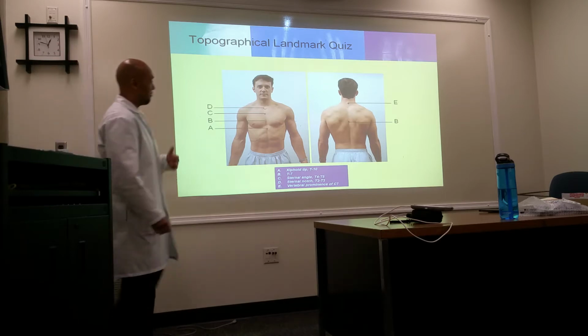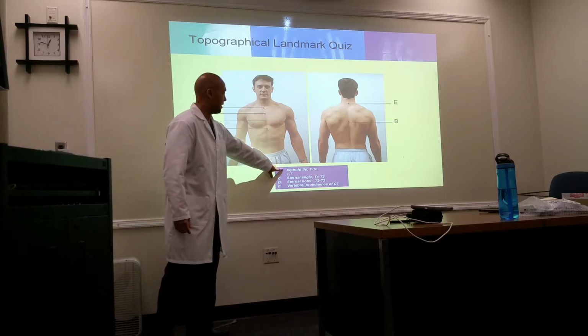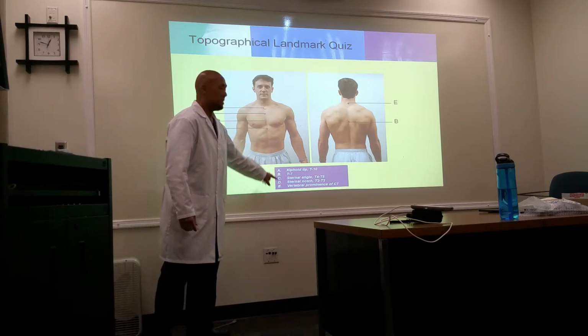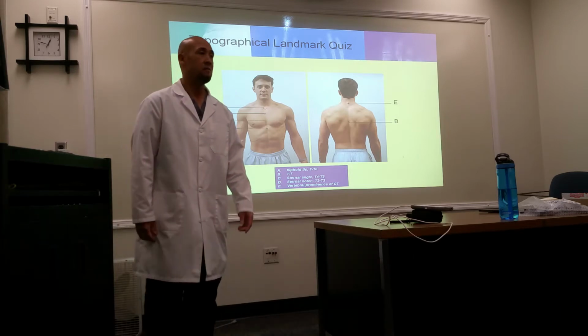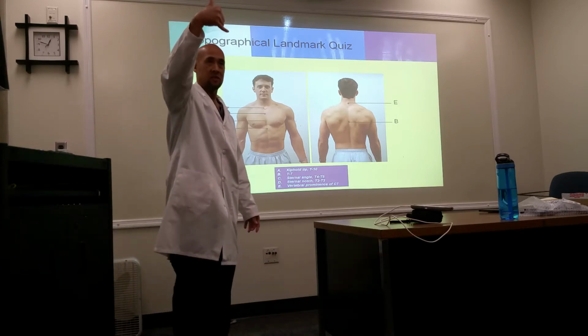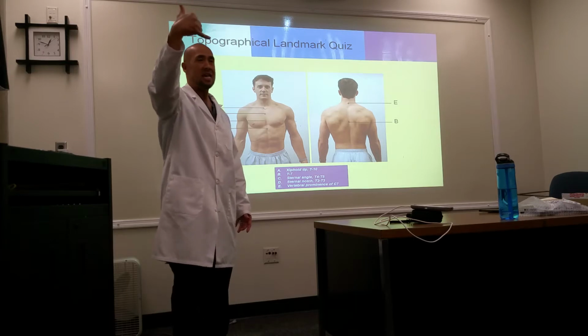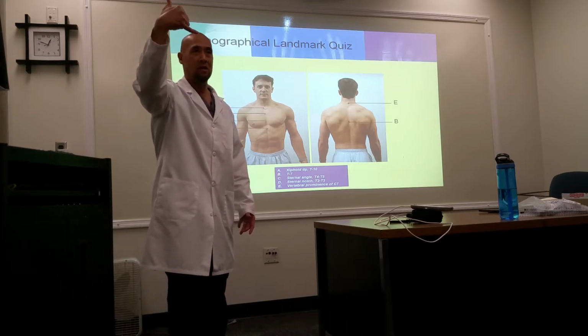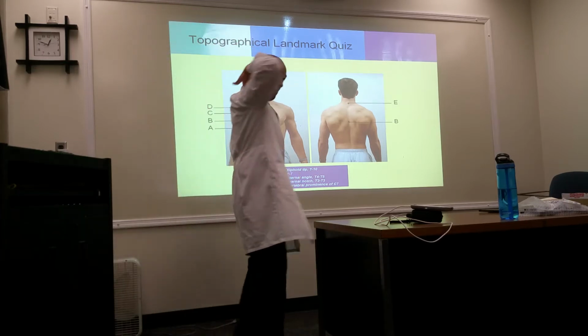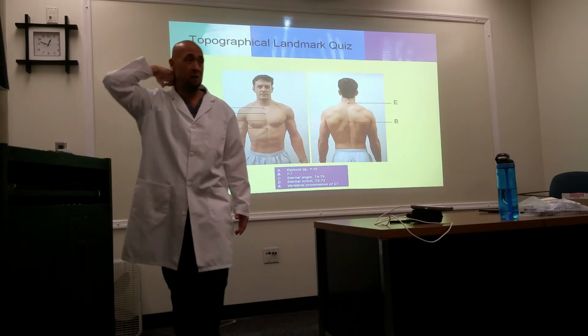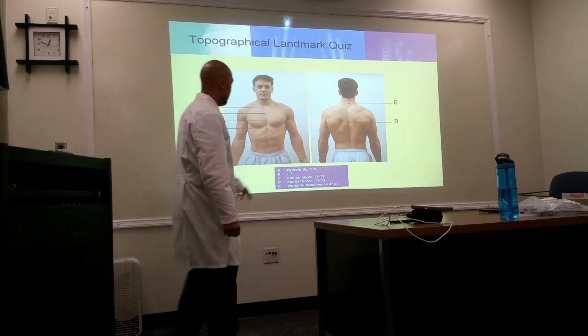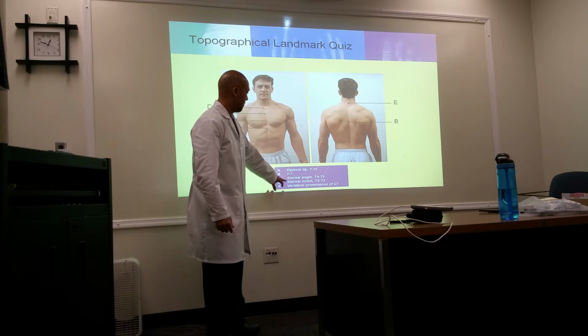So your xiphoid tip is at the level of T10. T7, how do we find T7? This. Remember this, which is approximately 6 to 8 inches below what? C7. Okay, the vertebral prominence of C7. So T7 takes you mid-thorax.